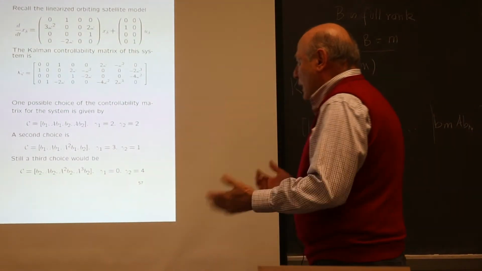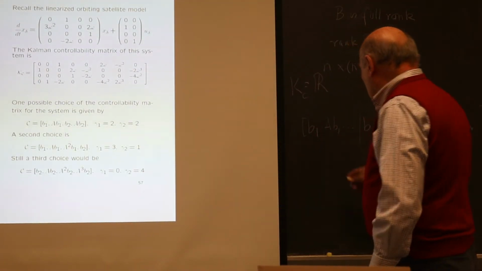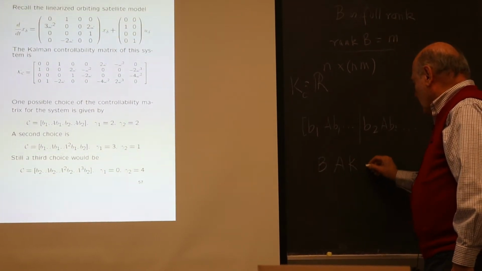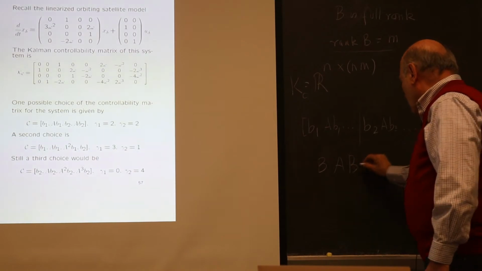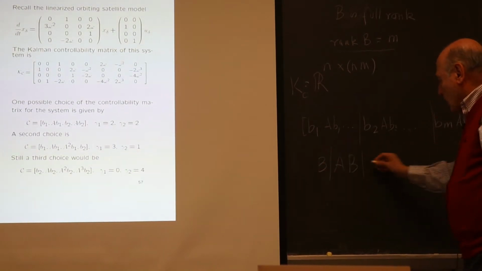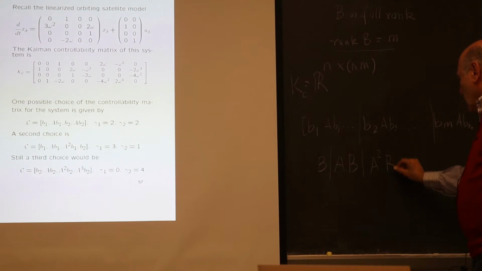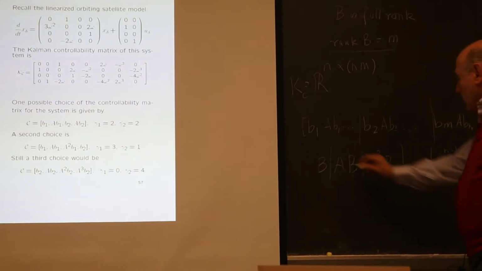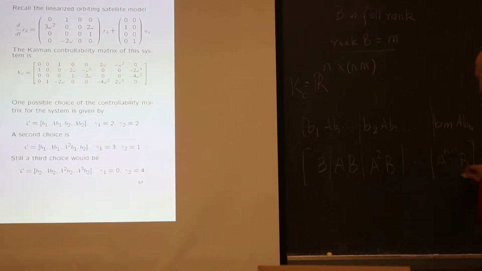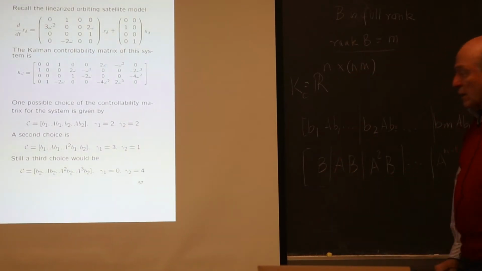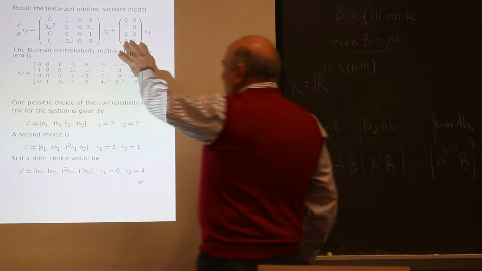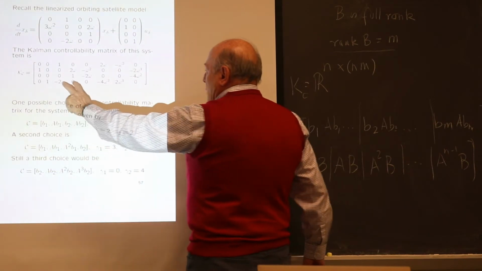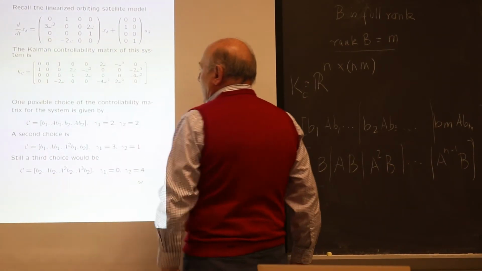One way to fill up the controllability matrix is exactly as it is written in the definition. This would be the way to put this block: B, AB, A squared B, all the way up to A^(n-1) B. This is one way to fill up the controllability matrix. So in this example, we're putting B first, the two column vectors of B. Then the next two represent the product A times B.